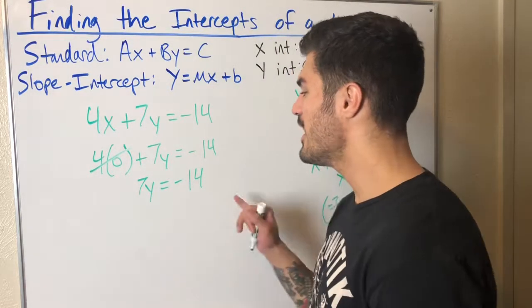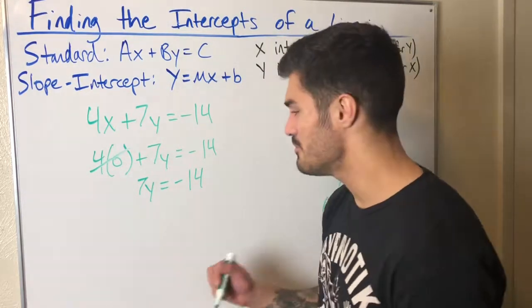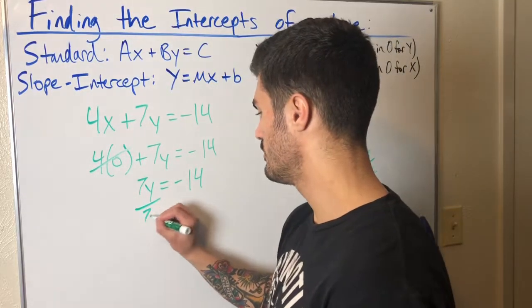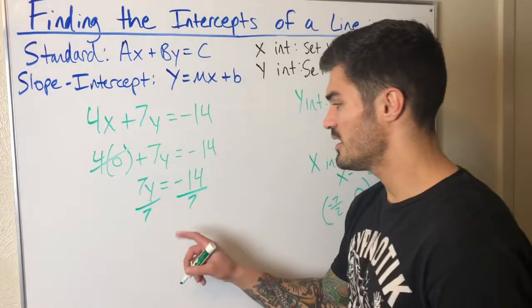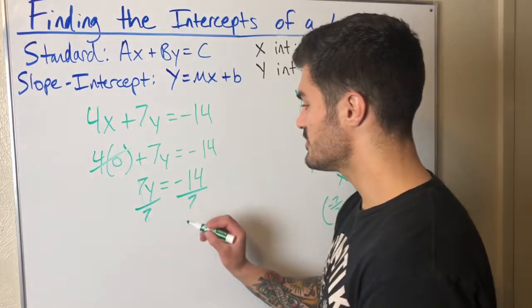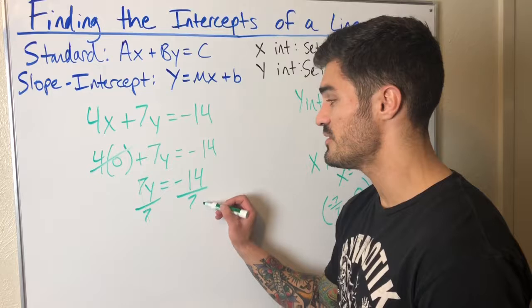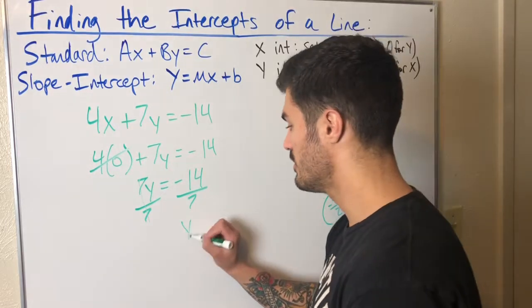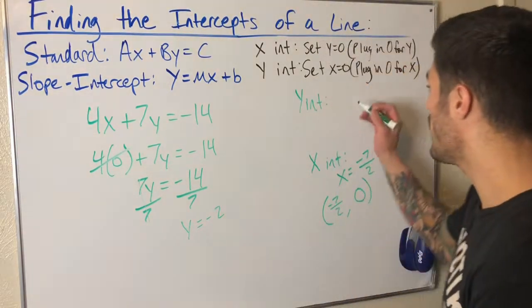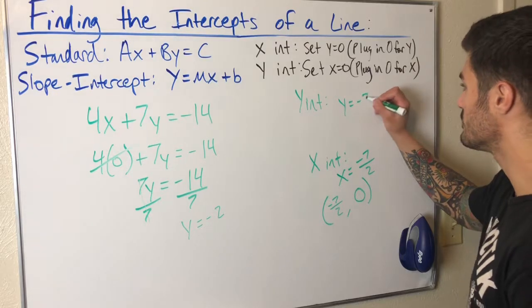All right, so 7y equals negative 14, so I'm going to divide both sides by 7. And I get, let's see, these 7's cancel. I get y equals, ooh, this will actually simplify nicely. Negative 14 over 7, that's negative 2, right? Y equals negative 2, so that's my y-intercept, is y equals negative 2.